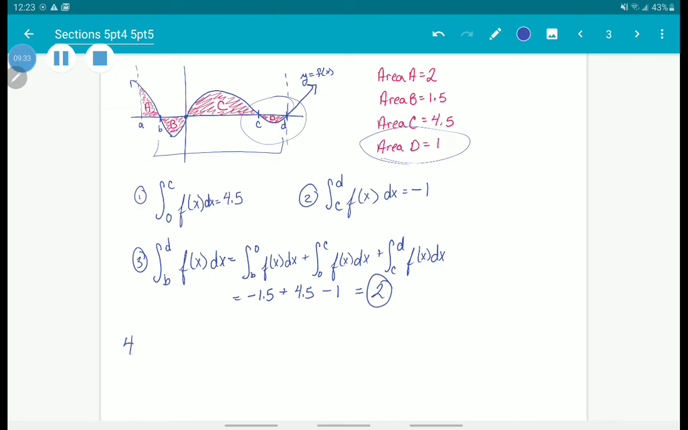Let's do one more. What if I ask you the area from B to A of f of x? Well, B to A would be this little piece in here. But notice they're reading this backwards. This is where we're going to use that property that we're going to change the limits so it matches our picture. But when I do that, it changes the sign. It's one of our properties.